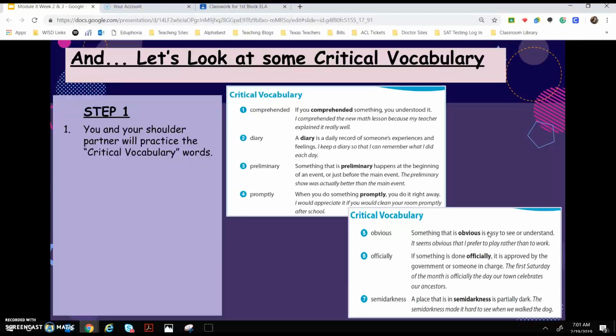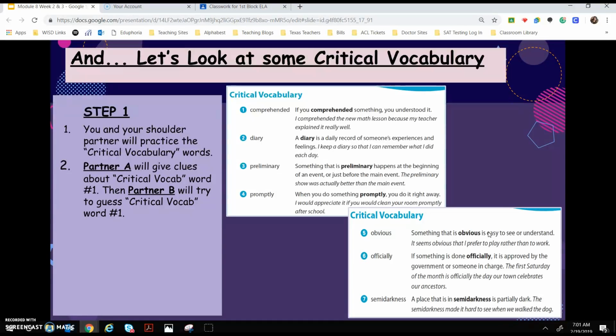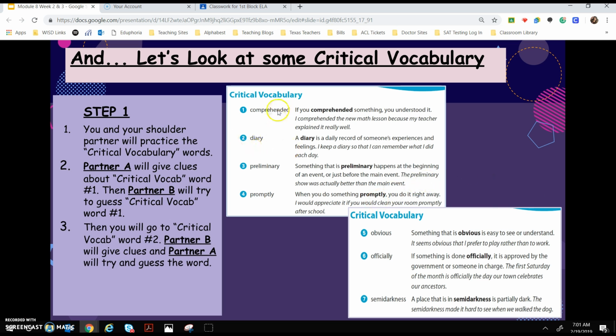With our critical vocab, you and your shoulder partner are going to practice the critical vocabulary words. So partner A will give clues about critical vocab word number 1. Then partner B will try to guess the critical vocab word number 1. Okay. Then once you get the critical vocab number 1, you're going to go to critical vocab number 2. And then partner B will become the person giving the clues, and partner A will try to guess the word. So you're going to keep on switching that until you do 1, 2, 3, 4, 5, 6, 7.